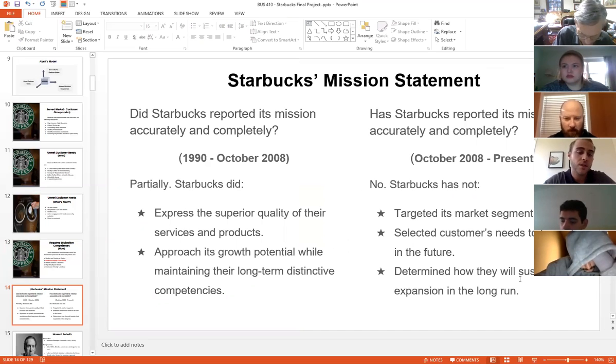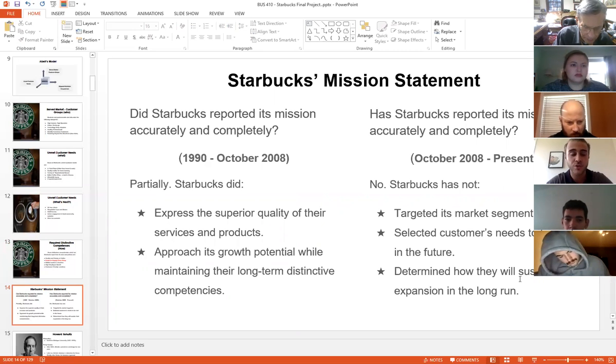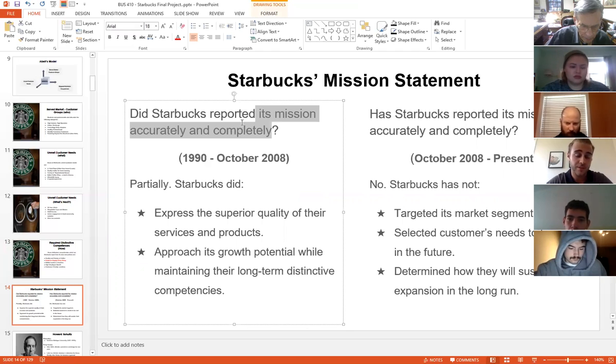So for the first mission statement, we came to the conclusion that Starbucks partially accurately reported its mission, because Starbucks did express the superior quality of their services and products, and it did approach its growth potential while maintaining their long-term distinctive competences.